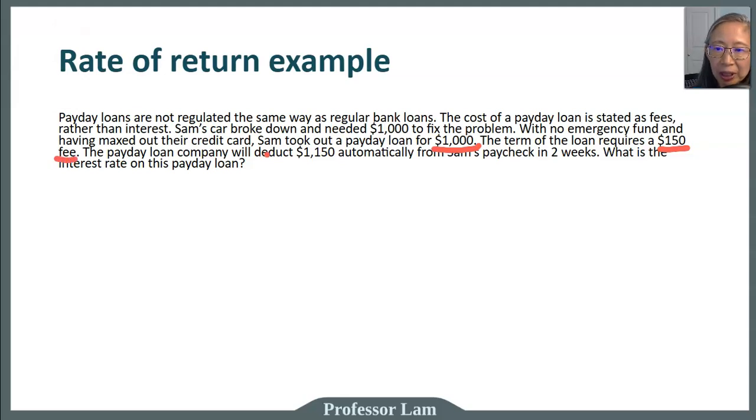The payday loan company will deduct $1,150, which is the $1,000 plus the $150 fee, from Sam's paycheck in 2 weeks. So how much is this loan really costing Sam? The $1,000 is the present value. This is how much Sam will get today. The $1,150 is the future value because this is how much Sam will have to pay back. And the time horizon is 2 weeks.